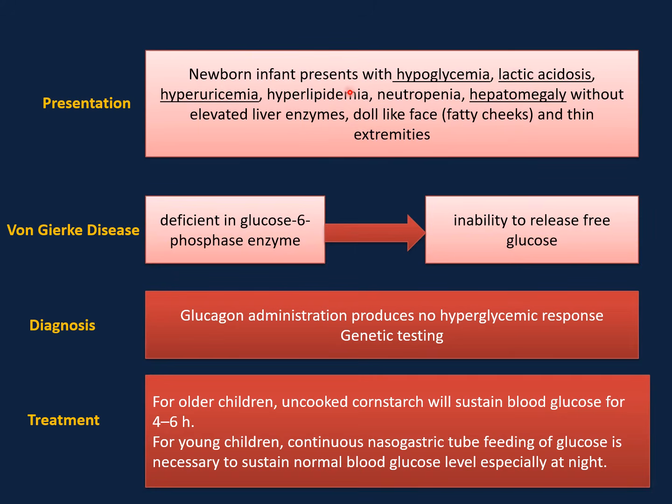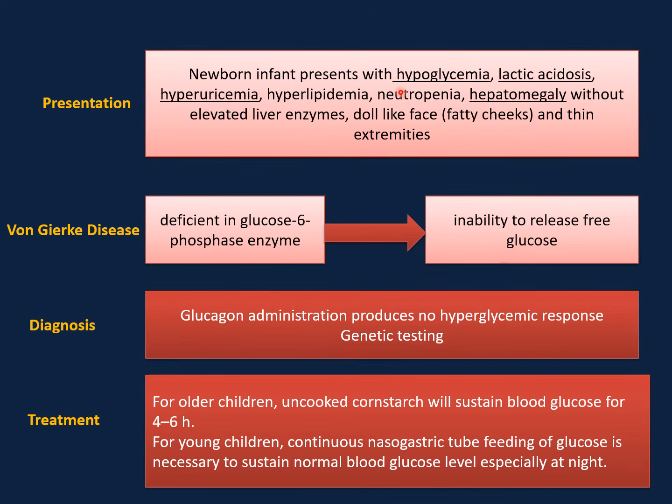Newborn infant presents with hypoglycemia, lactic acidosis, hyperuricemia, hyperlipidemia, neutropenia, hepatomegaly without elevated liver enzymes, doll-like face, fatty cheeks, and thin extremities. This is a classic presentation of Von Gierke disease. Von Gierke disease is because of deficiency in glucose 6-phosphatase enzyme. So the liver will not be able to release glucose from the glycogen, and this large amount of glycogen will keep accumulating in the liver and will cause significant hepatomegaly and distension of the abdomen.